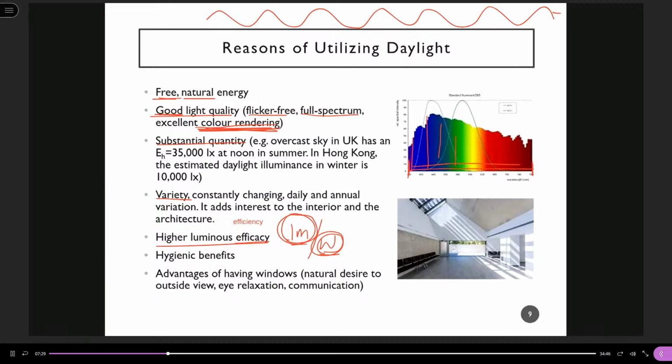So this efficiency is like the lighting power divided by the radiation power.